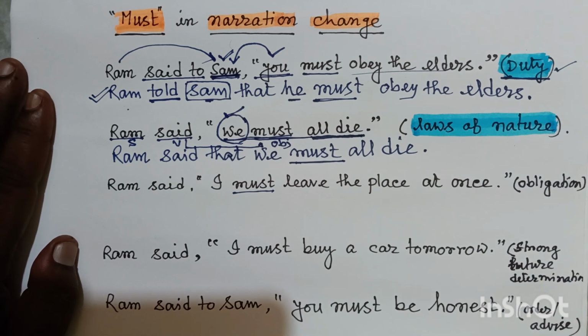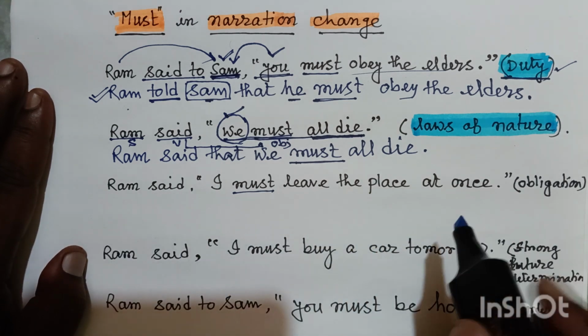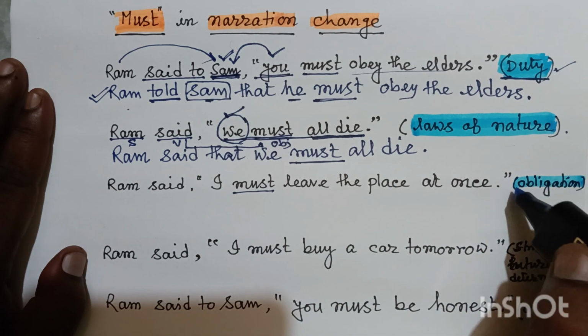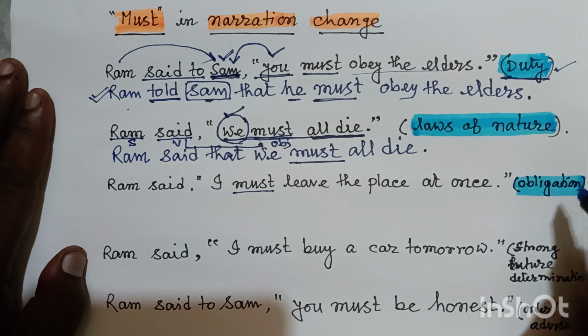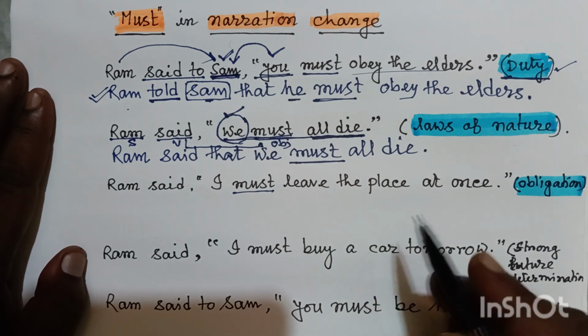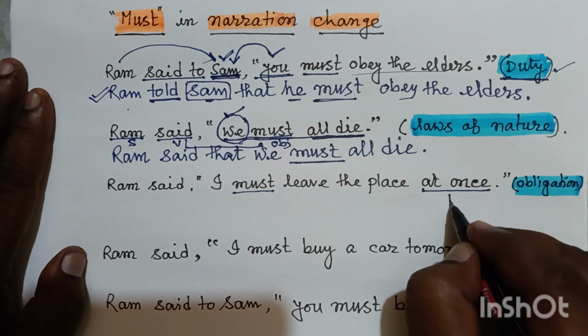Now friends, you can see I have written here one sentence. Ram said, "I must leave the place at once." So it is, friends, an obligation. It is the obligation of present. You can see the term at once. That means the time reference is present.